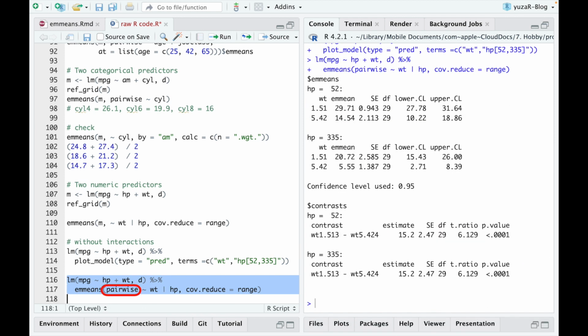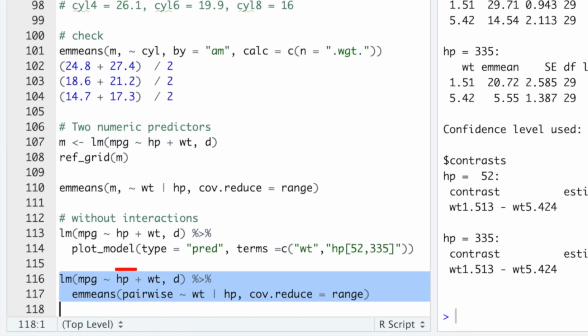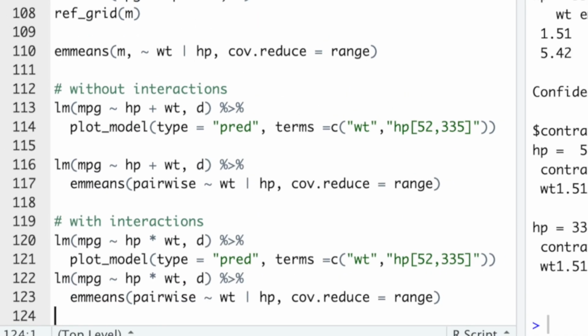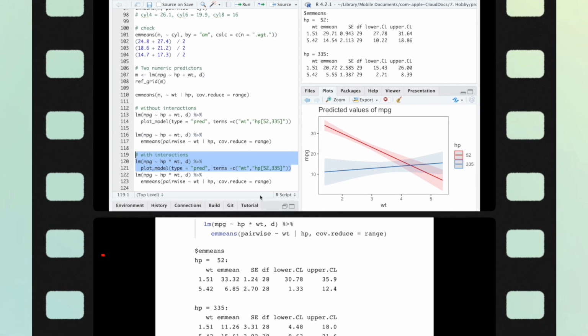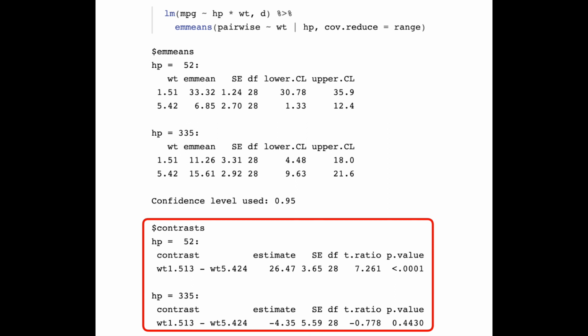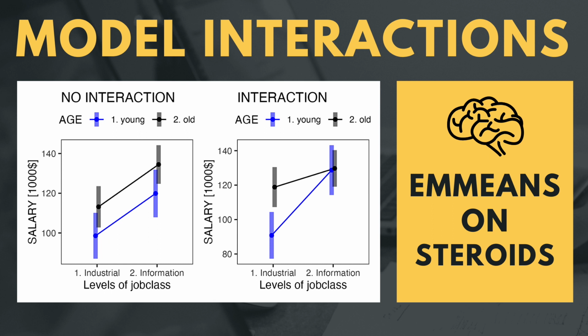However, if we use the pairwise argument in front of the tilde to get contrasts between values, we oddly get identical results for different horsepower levels. This happens because in a multiple model without interactions, we can only adjust the effect of one single predictor, such as weight, while the other predictors are held constant and do not change or vary. However, when we introduce interactions, things dramatically improve because we can calculate estimated marginal means for every level of one predictor within every level of the other predictor, and we can easily obtain contrasts between levels with unique p-values. Thus, if you want to step up your data science game and unleash the real power of emmeans, you should definitely watch the next video.